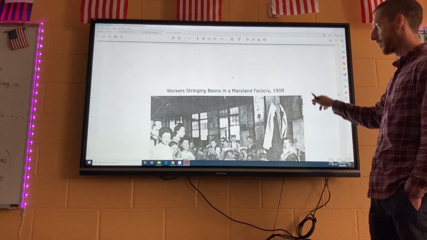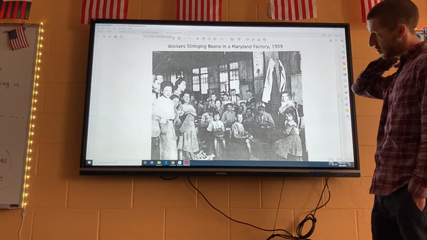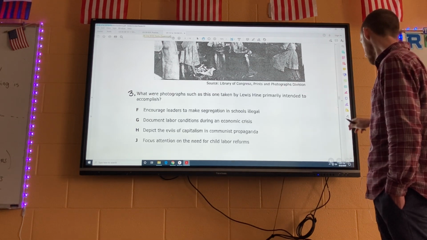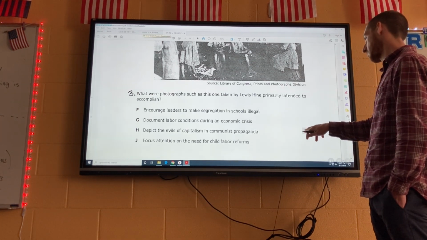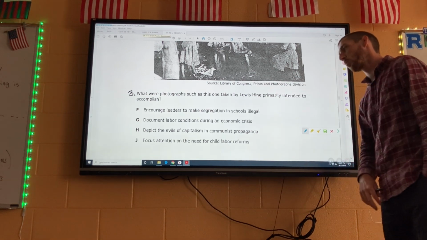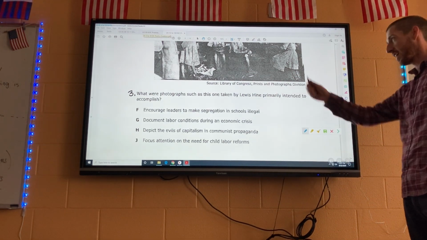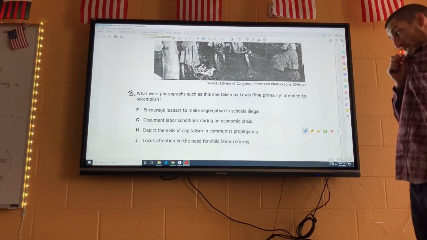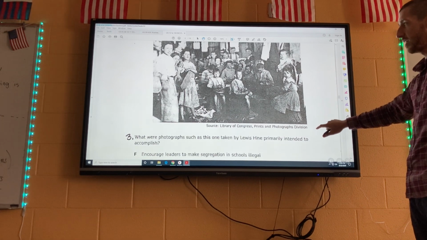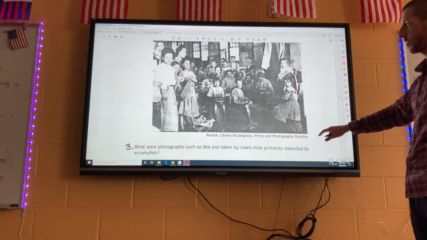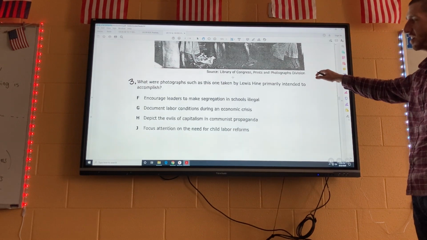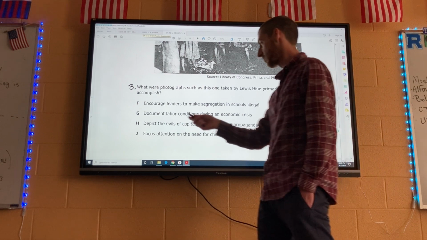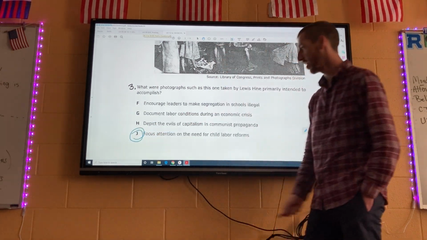All right, it says workers stringing beans in a Maryland factory in 1909. So that's what they're doing. Number 3. What were photographs such as this one taken by Lewis Hine primarily intended to accomplish? A lot of the workers in that picture are kids and a lot of them are women. If you look closely at the picture, little kids, and it's very crowded, it's dirty, it's probably hot in there. So which one of those is going to be J? The purpose of this photograph is to focus attention on the need for child labor laws.